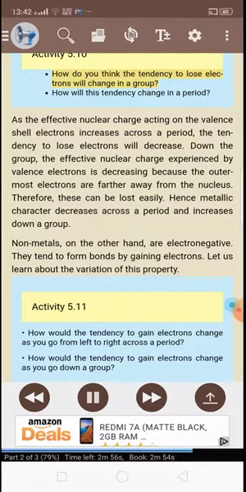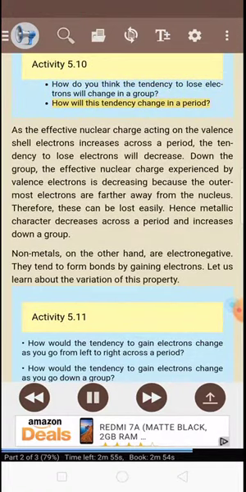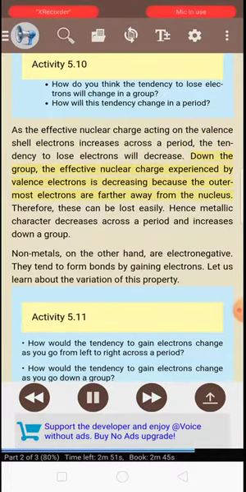How do you think the tendency to lose electrons will change in a group? How will this tendency change in a period? As the effective nuclear charge acting on the valence shell electrons increases across a period, the tendency to lose electrons will decrease. Down the group, the effective nuclear charge experienced by valence electrons is decreasing because the outermost electrons are farther away from the nucleus. Therefore, these can be lost easily. Hence, metallic character decreases across a period and increases down a group.